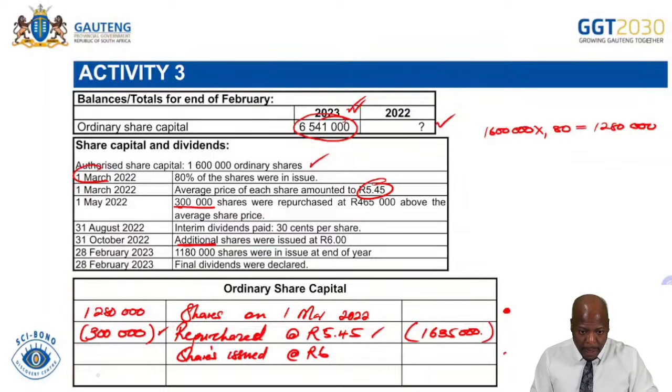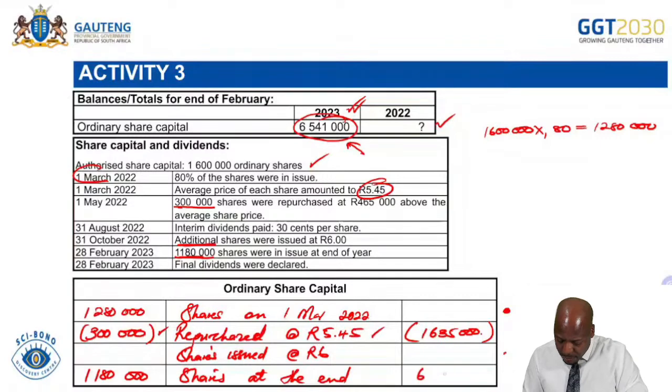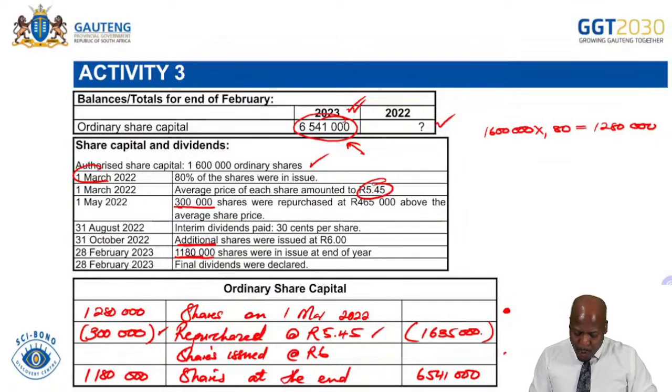Then we are told that 1,180,000 shares were in issue. So here we get 1,180,000 shares, that is shares at the end. And we know that at the end we are given what? The 6,541,000 that was given there at the end. So we can get this number of shares that was issued. I want you to have a calculator. Then I'm going to tell you what to punch in.